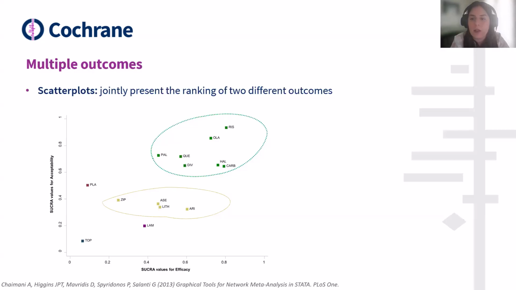When we have more than one outcome, scatter plots can help us show the rankings of 2 outcomes at the same time. This can reveal groups of treatments that perform similarly or well in general for both outcomes. In this example, we'll look at a network of treatments for acute mania, plotting SUCRA values for efficacy against SUCRA values for acceptability. SUCRA values for efficacy are shown in the x-axis and for acceptability in the y-axis. So treatments that appear in the upper right corner of the plot are expected to be more effective and more acceptable compared to others.